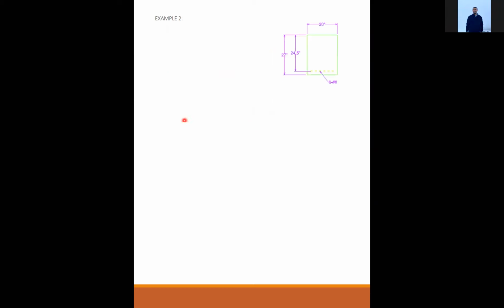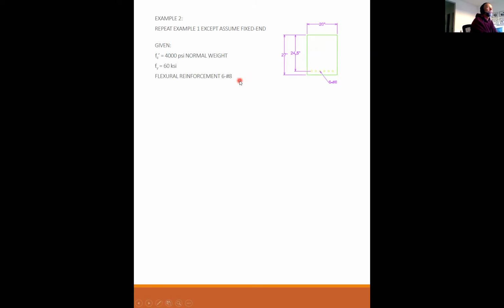Okay. Example number 2. We're going to repeat example number 1, except that we're going to assume that this beam is cast in with some columns. So it's basically a fixed-in condition. So we've got the same properties here: 6 number 8s, 4,000 PSI concrete, same dead and live load, same span, but we're assuming a fixed-in condition. Required: find the deflection for dead and dead plus live.